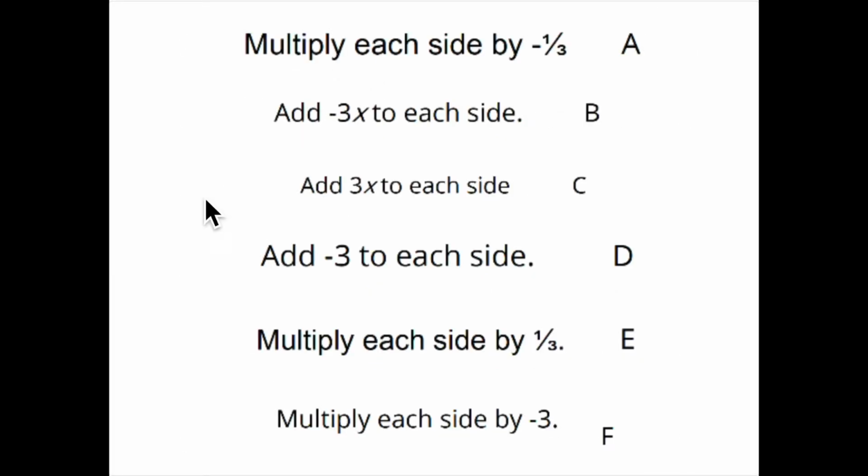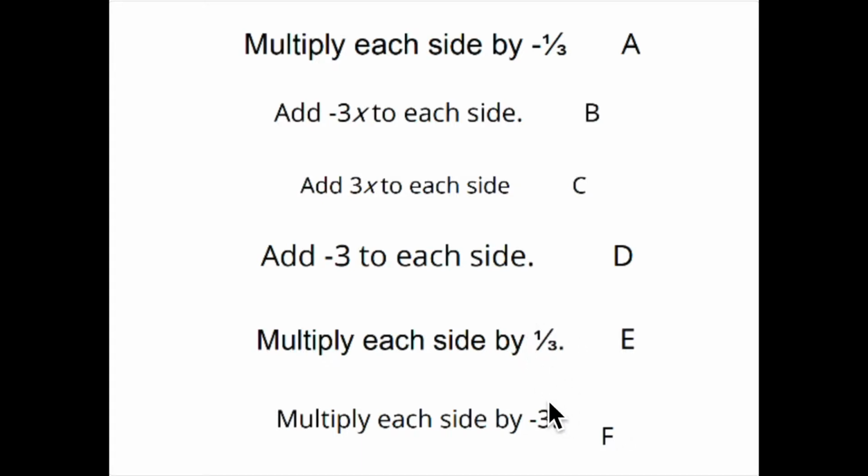Here are the moves. There are 3 operations that use multiplication and 3 operations that use addition. And so notice, if you are multiplying each side by negative 1/3, more than likely you are getting rid of a negative 3 as a coefficient. If you're adding a negative 3x to each side, you're getting rid of a positive 3x as a whole term. If you're adding 3x to each side, you're getting rid of a negative 3x as a term. Add negative 3 to each side, you're getting rid of 3 as a constant. And if you multiply each side by 1/3, you're getting rid of 3 as a coefficient. So you're making that 1.